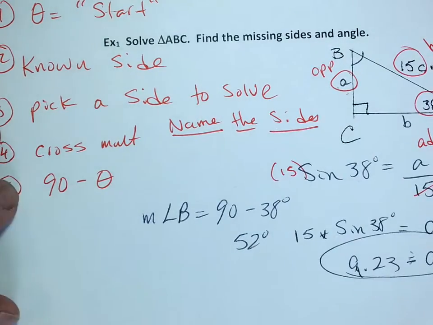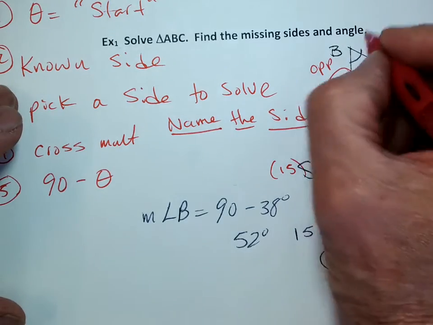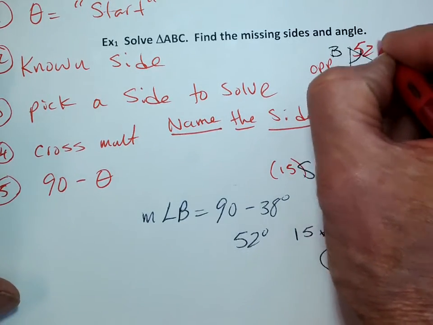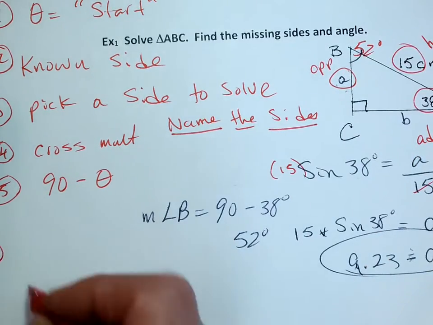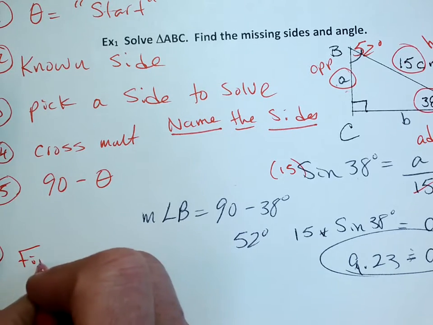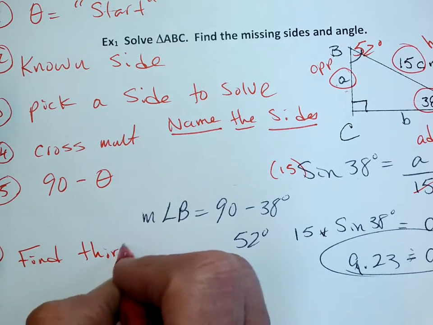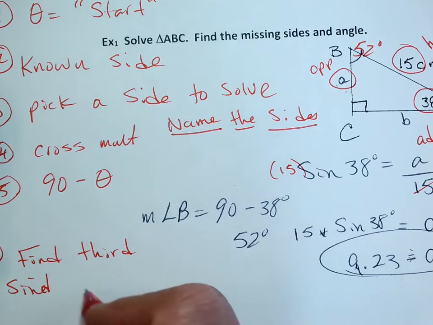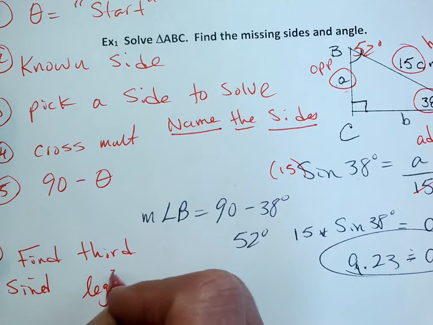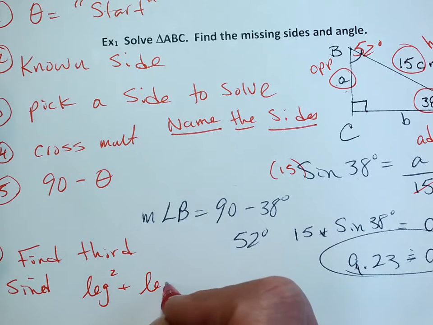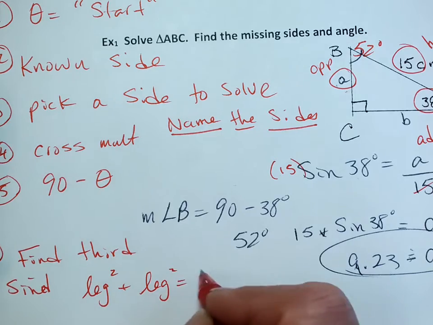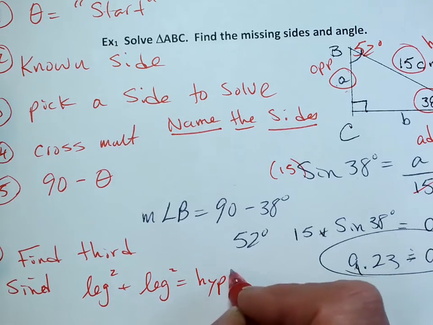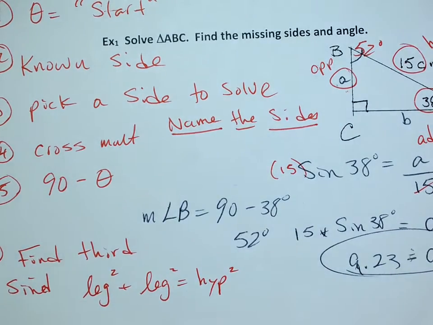Put that in my triangle so I have it. Now last but not least, I can now use Pythagorean Theorem. Step 6, to find the third side, we'll use Pythagorean Theorem. I like to say leg squared plus leg squared equals hypotenuse squared. The only reason I do that is because a squared plus b squared equals c squared doesn't always work.